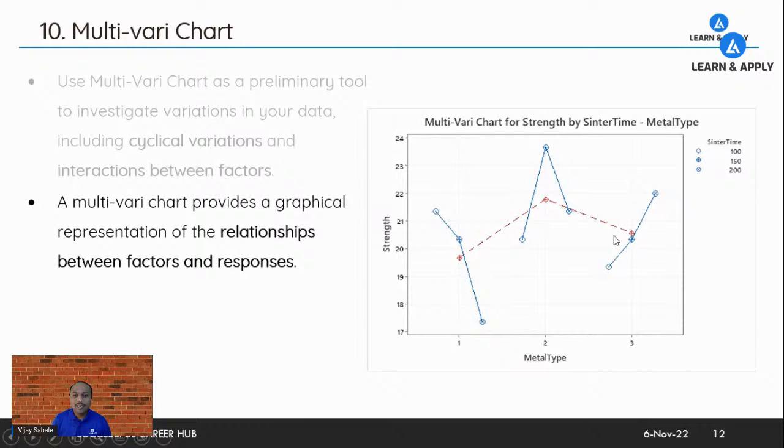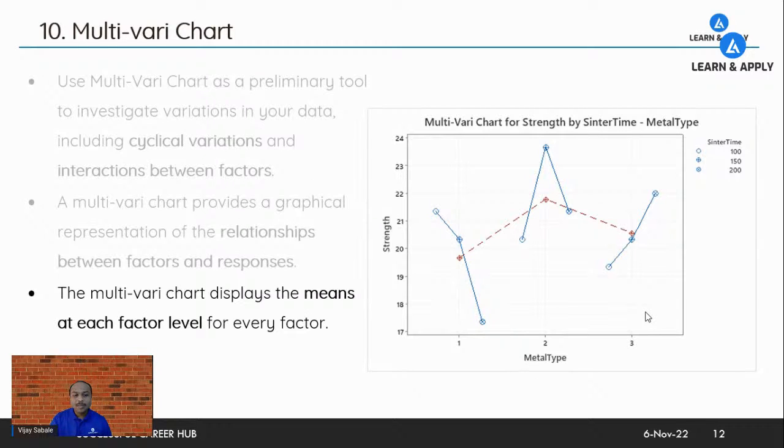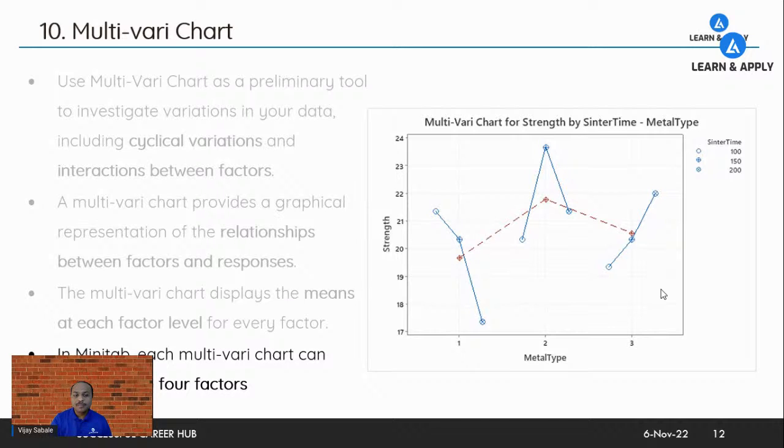It also indicates the mean, so we can understand the overall trend of change in factors. The multivariate chart displays the means at each factor level of every factor, which is indicated by the red line. Now, this multivariate chart is used up to 4 factors. If you have more than 4 factors, then we need to use other tools. But it is extremely useful if you have 4 or fewer factors to study the interaction and the cyclical variation of those factors.